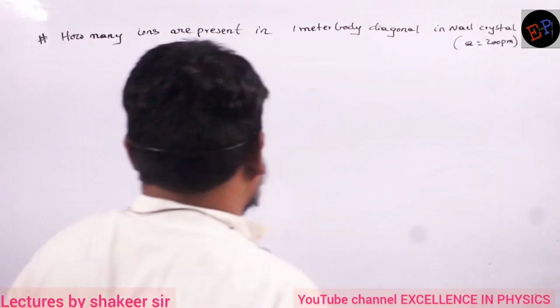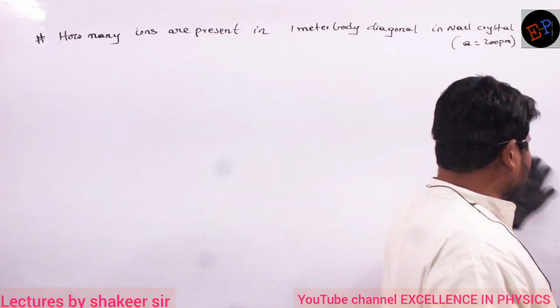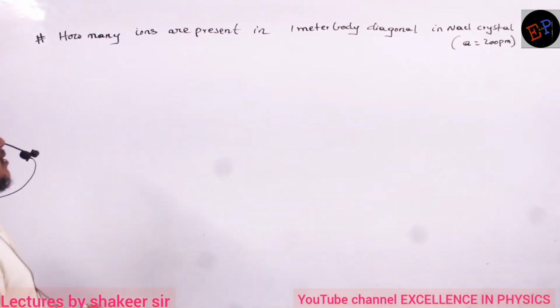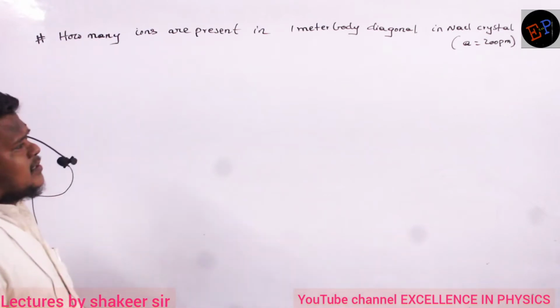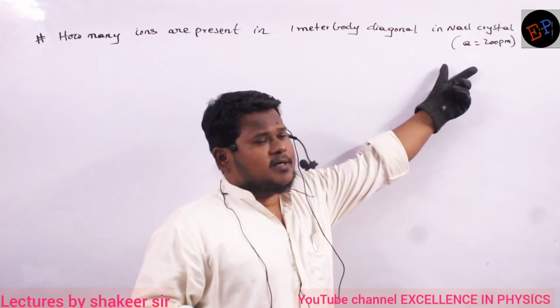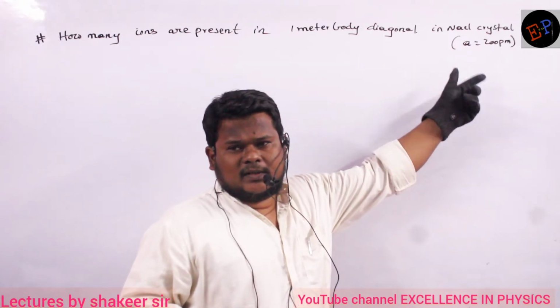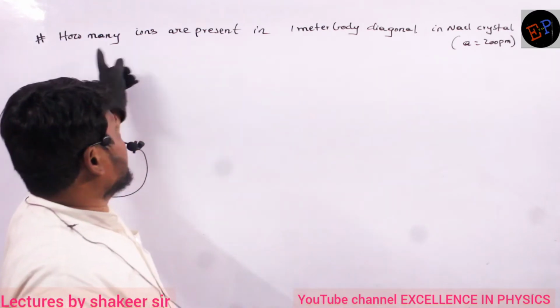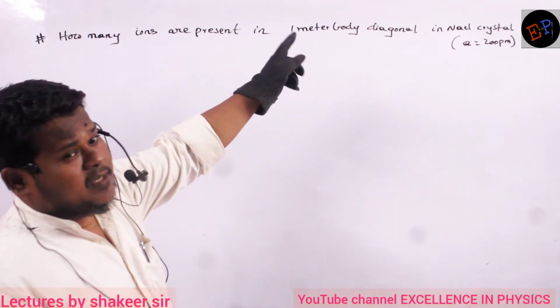Okay, ma? So Sima, this is the next question in NaCl crystal. See, how many ions are present in 1 meter body diagonal in NaCl crystal? a is given as 200 picometers. a means what? Edge length. Edge length is given as 200 picometer.